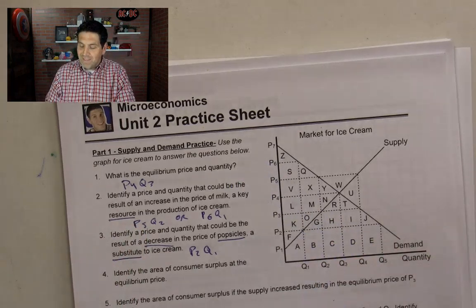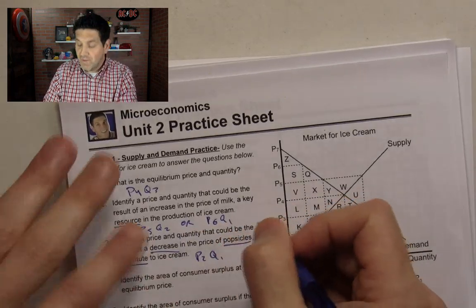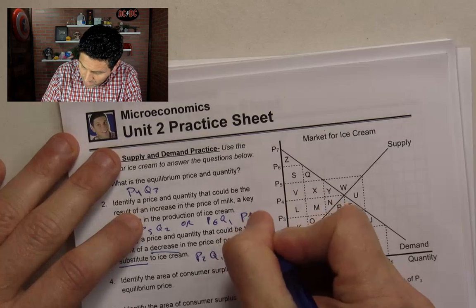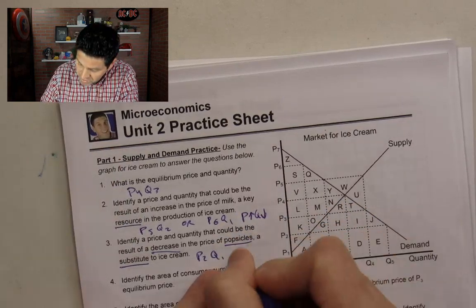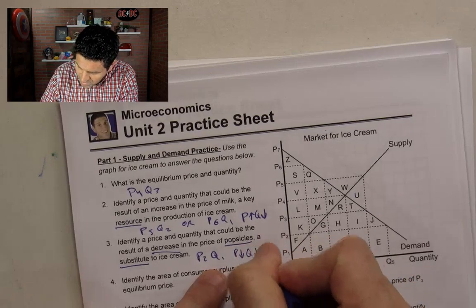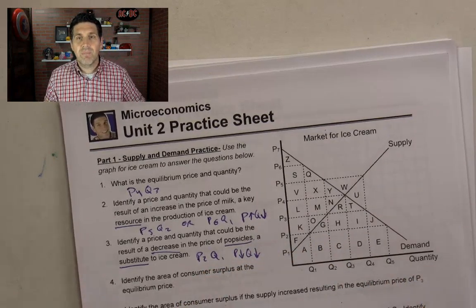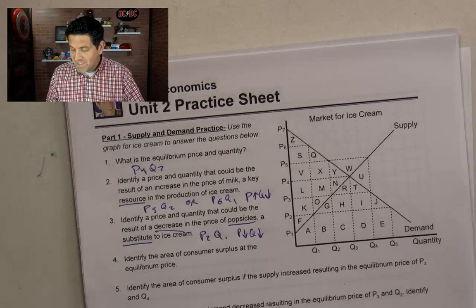Just understand the idea that when the supply shifts to the left, price is going to go up, quantity is going to go down. And when demand shifts to the left or demand falls, price is going to go down, quantity is going to go down compared to that original equilibrium. You know that. You got it. You're amazing. I'm excited for you.